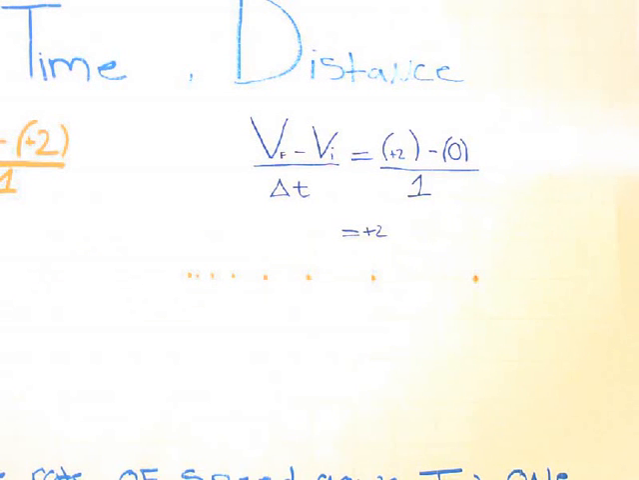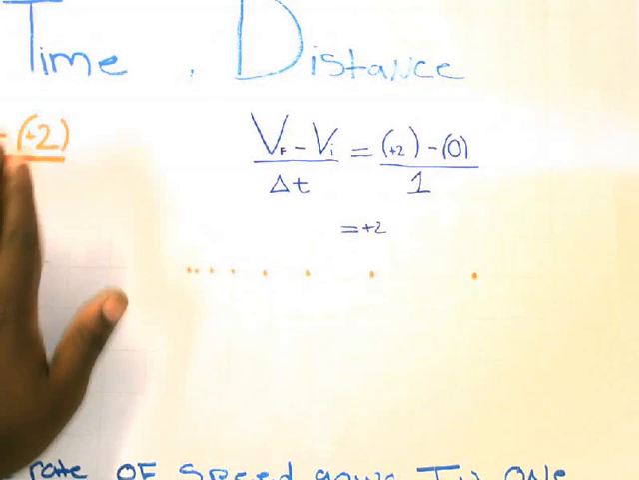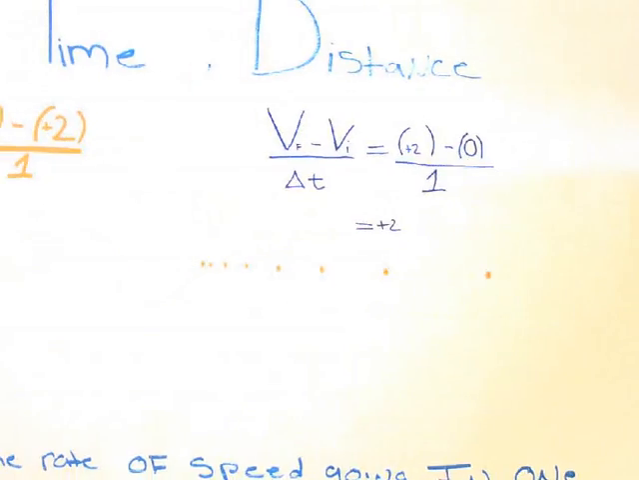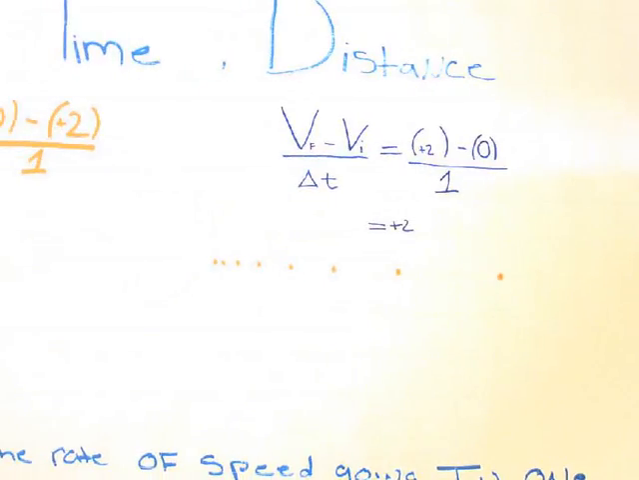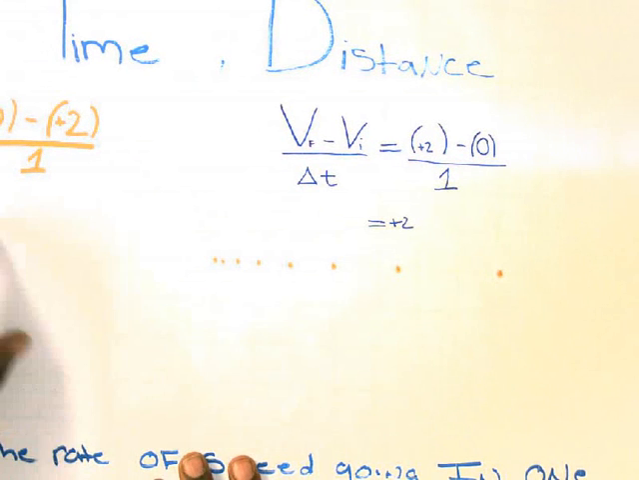This formula right here is based on how fast the car is going when it comes down the ramp. Because when you go down the ramp on the highway, you don't always just slow down. But this is the car slowing down.